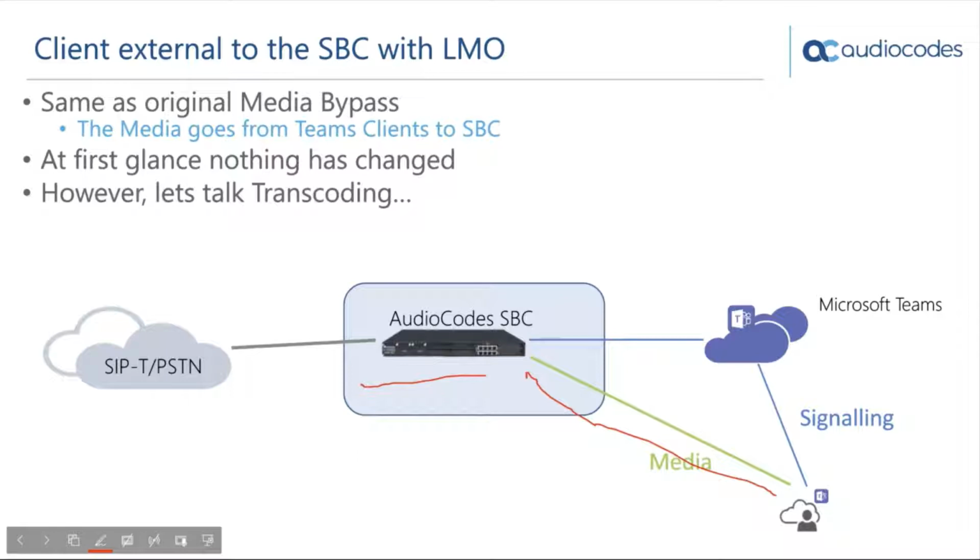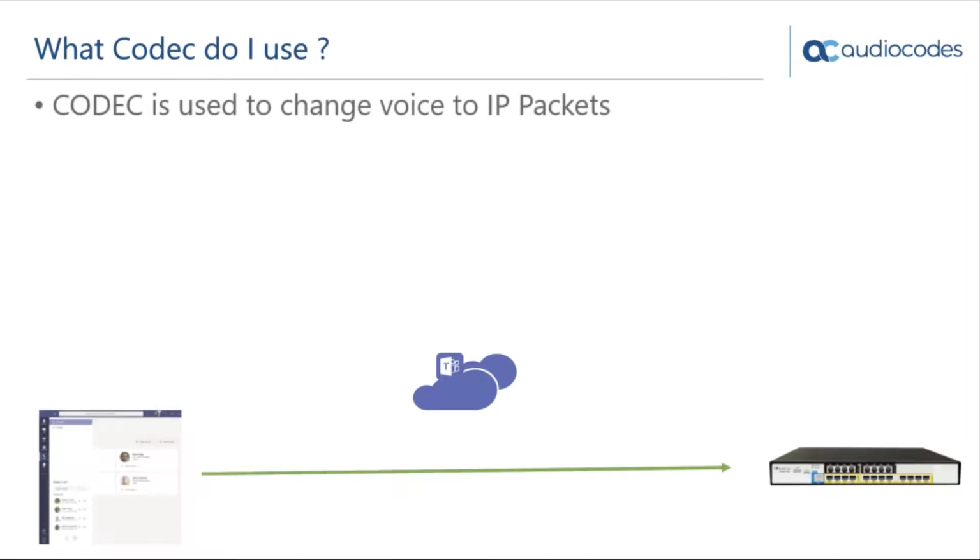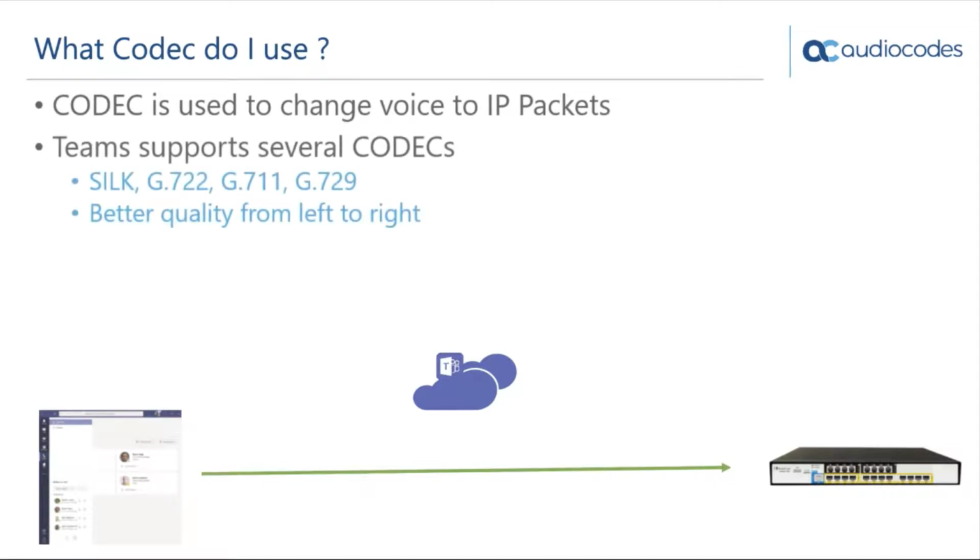But let's talk about transcoding, because it's an important part of Teams direct routing. We talked about this before, that when you're negotiating the call setup, Teams will negotiate a codec, and a codec is used to change the voice stream into IP packets, essentially. So when you're talking as I am now, a codec takes my voice and chops it into little IP packets and sends it out. There's different kinds of codecs, and they basically have different call quality and different bandwidth requirements.